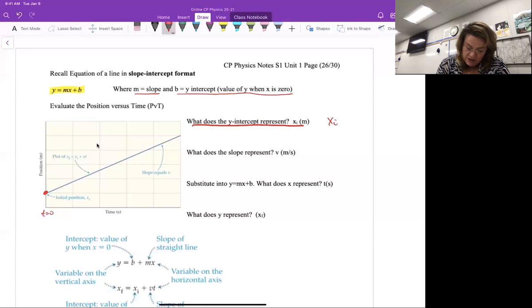There's x_i. What does the slope represent? If we look at the slope, which is the rise over the run, just look at units. What is the rise? What are the units of the y-axis? What is the run? The units of the x-axis are seconds. That's meters per second, and that is velocity.